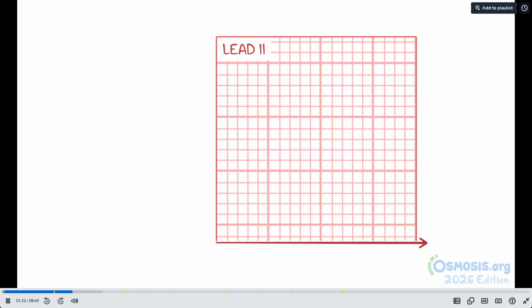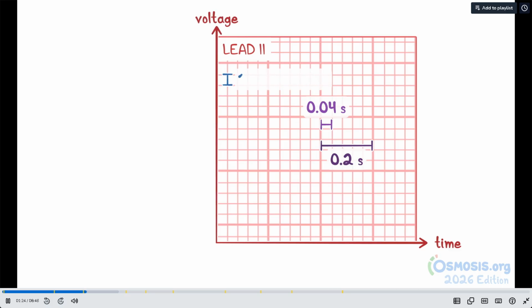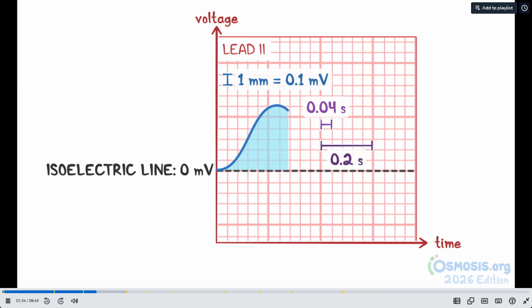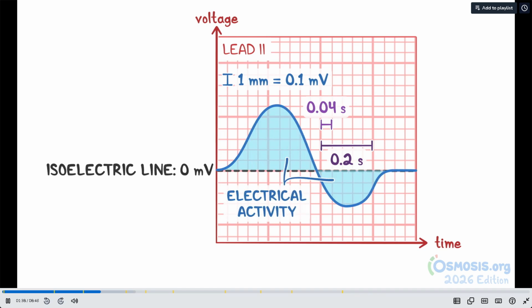The horizontal axis represents time, where each small box counts 0.04 seconds, while each bigger box counts 0.2 seconds. The vertical axis represents voltage. Each small box measures 1 millimeter, which equals 0.1 millivolts. At 0 millivolts, we have the baseline voltage, which is known as the isoelectric line, and any movement away from this line reflects electrical activity.